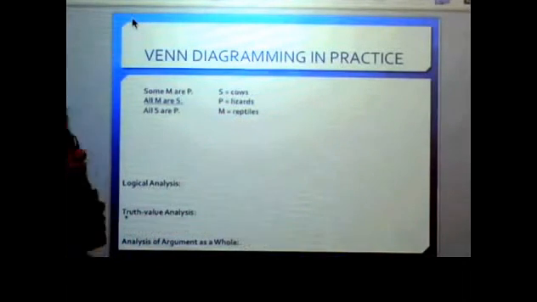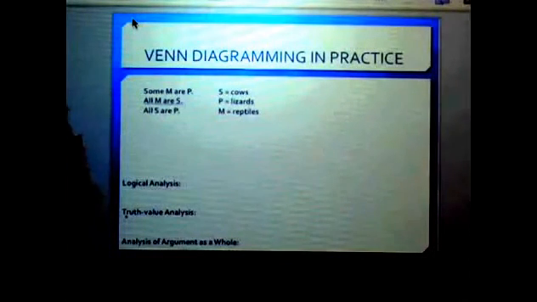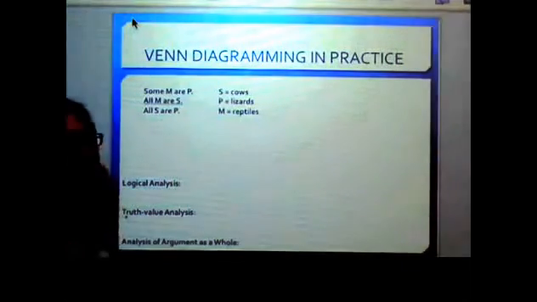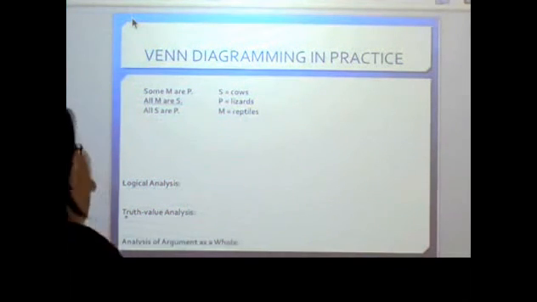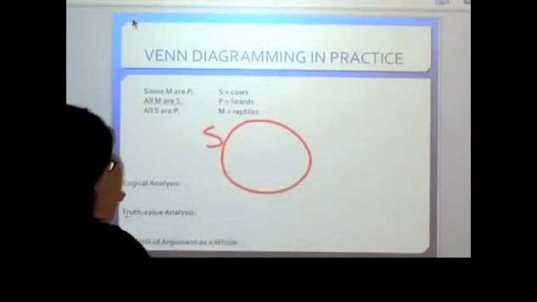So here's another argument. Some M are P, all M are S, and the conclusion is all S are P. Once again, we're going to do logical analysis first, and we're going to use a Venn diagram to do this. Three interlocking circles.